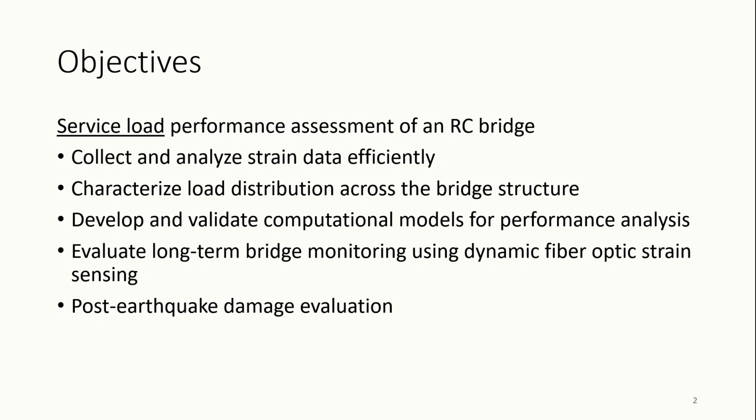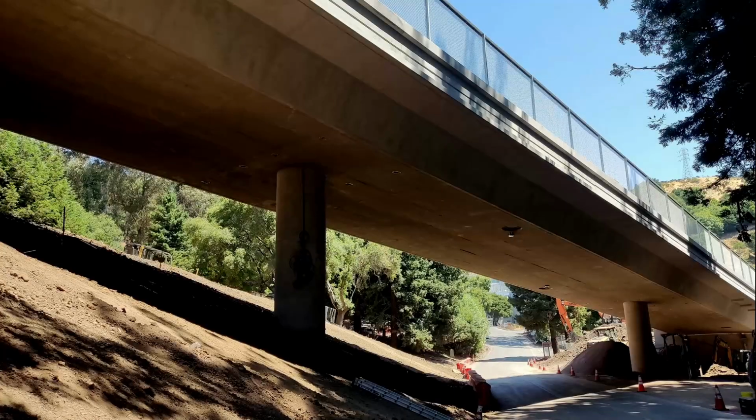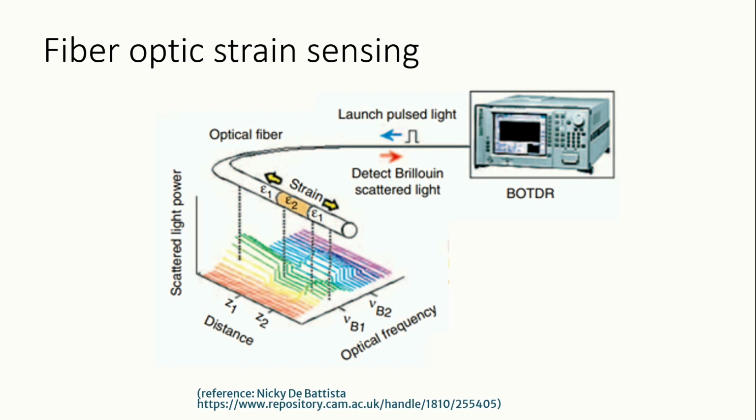We are currently in this stage of the project, and the long-term objectives are to evaluate long-term bridge monitoring using dynamic fiber optic strain sensing, and also use this data for post-earthquake damage evaluation. So the case study is this bridge. I'm going to mention more details about that a little bit later, but just to mention that it's instrumented with fiber optics. So that is why I want to start with a little background about the type of fiber optic that we are using there.